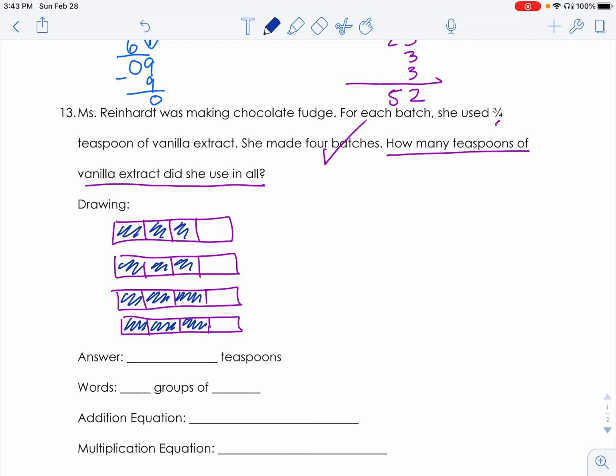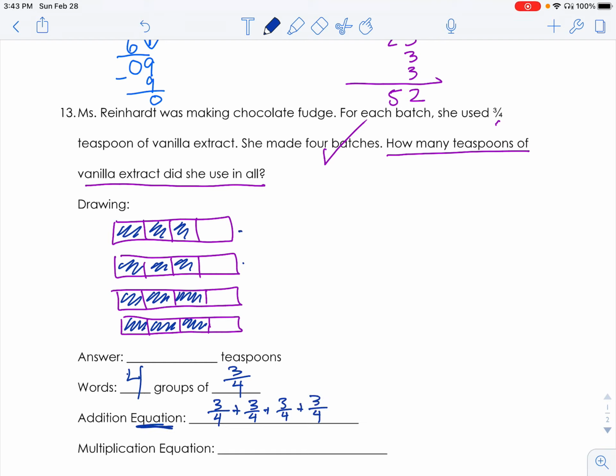Okay, so already I could have counted and figured out my answer. Let's come back to the answer in a second though. Let's just say what we did here. So in words, we had how many groups? Well, that's the number of batches. We had 4 groups. And how much in each? 3/4. Okay, so if we wanted to show that with addition, you just take this 3/4 plus this 3/4 plus the next 3/4 plus the last 3/4.